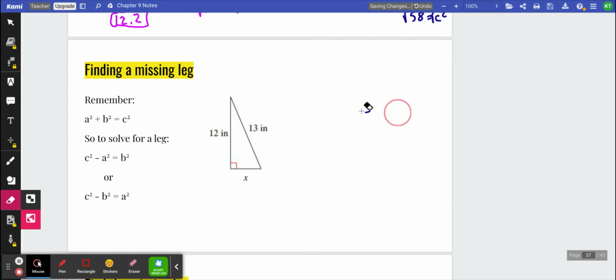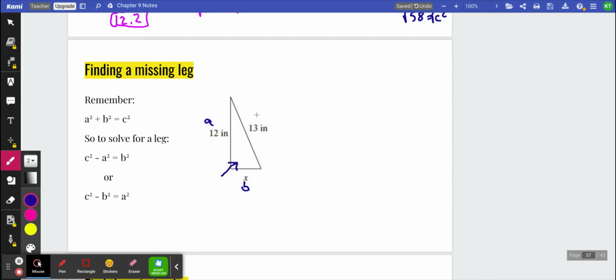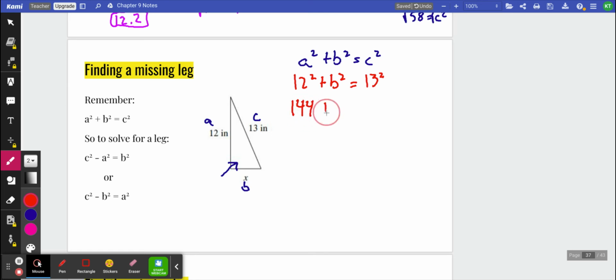And again, it does not matter what you call leg A and leg B. Let's just say this is A, this is B. C is the only one that's important. C is the one we have to have as the hypotenuse. So if we look at our Pythagorean theorem, we can plug these values in. So we said A is 12, B is what we're trying to find, and C is 13. So 12 squared is 144.